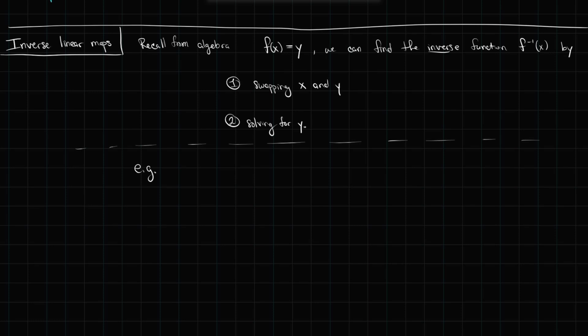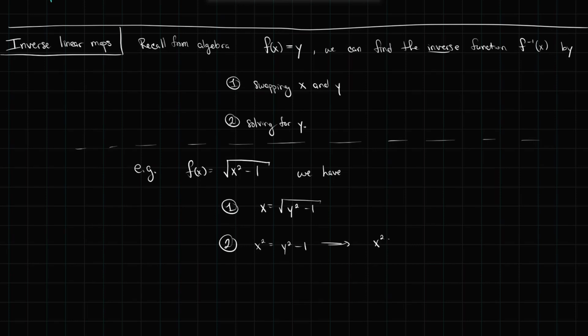An example of this, if we start with f of x equals the square root of x squared minus 1, we have, in step 1, we write x equals the square root of y squared minus 1, and then in step 2, we solve this for y by squaring both sides. x squared is y squared minus 1, which gives me x squared plus 1 equals y squared, which gives me y equals plus or minus the square root of x squared plus 1. And we find out that f inverse of x is plus or minus the square root of x squared plus 1.